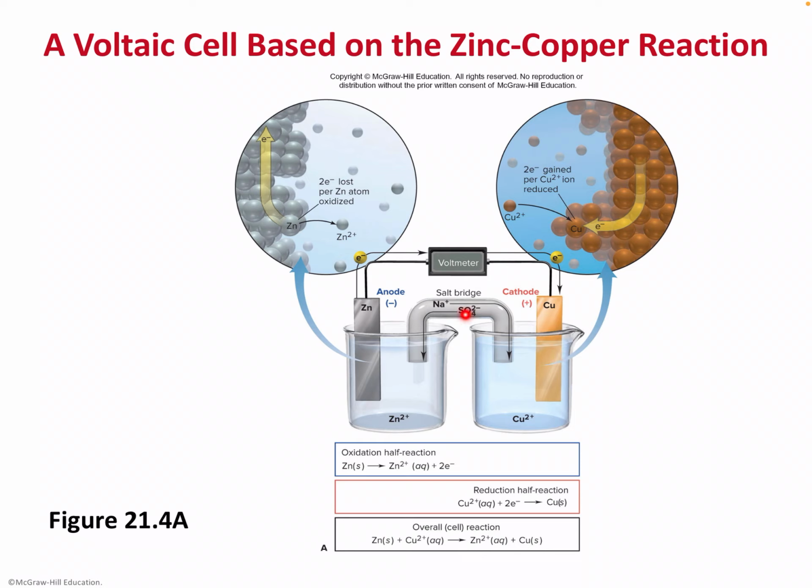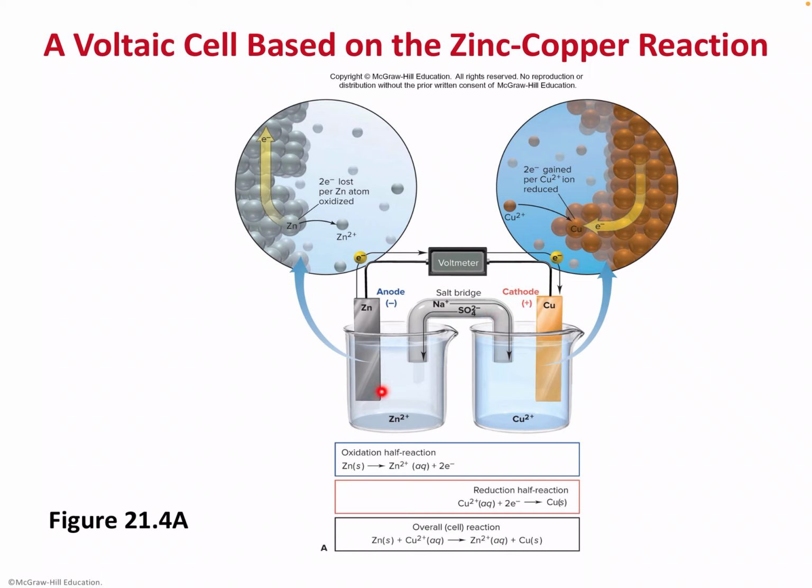And there is a salt bridge. The salt bridge helps to balance the ions in both solutions. You have sodium ions and sulfate ions. It needs to be a cation and an anion. Okay.